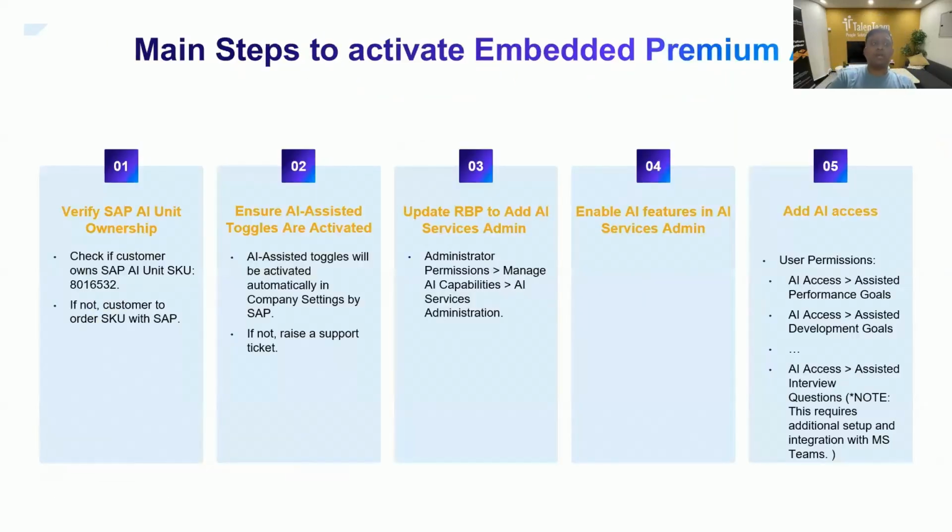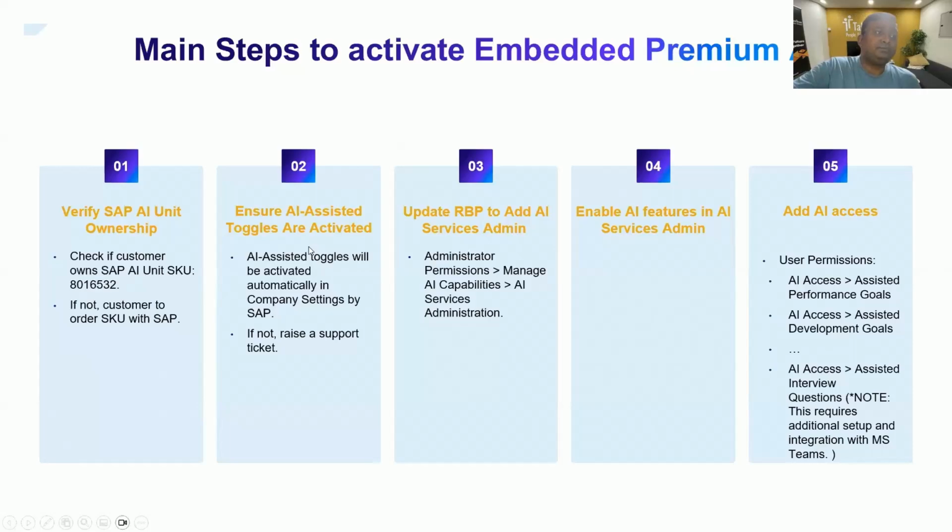We'll quickly look at how you can activate premium AI features. The process is really straightforward, and I don't want to spend a lot of time on it. I'll try and show you in the system how it plays out if you are managing the system. So of course, first things first, you contact your SAP customer executive manager, and you tell them that you want to buy AI unit licenses. That's the SKU number that you need to buy into.